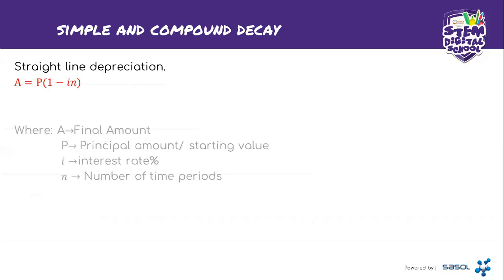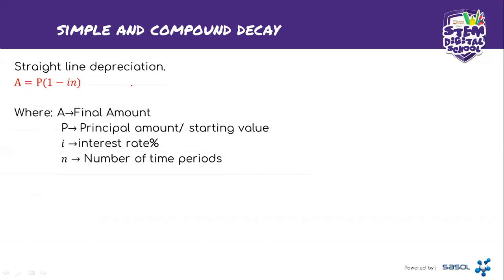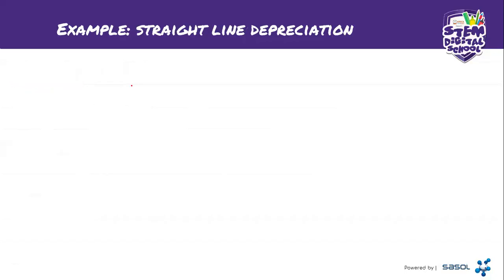Now, A is still the same, P is still the same, the principal amount, I is the interest rate, and N is the number of time periods. So nothing has changed, and we are still having the same A, P, I, and N, right? Now, let us get an example where we are going to use the straight line depreciation.